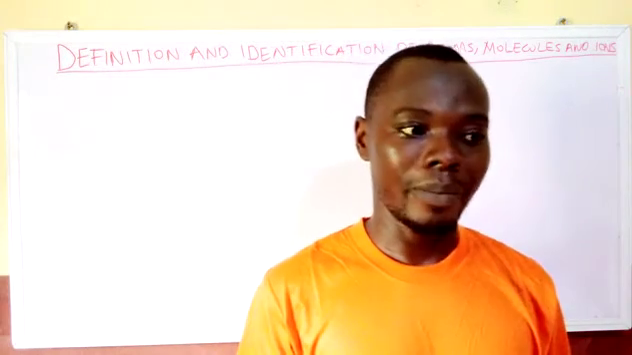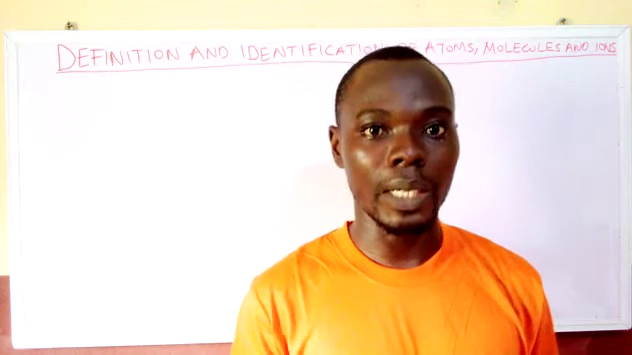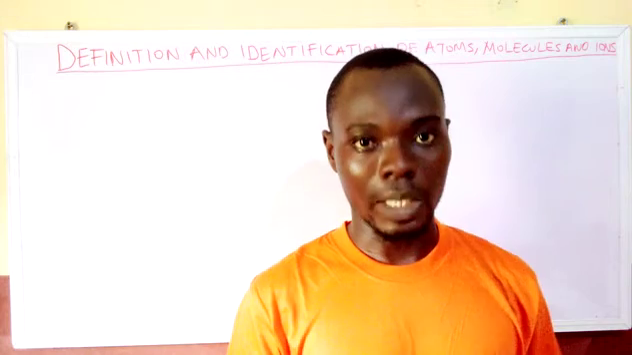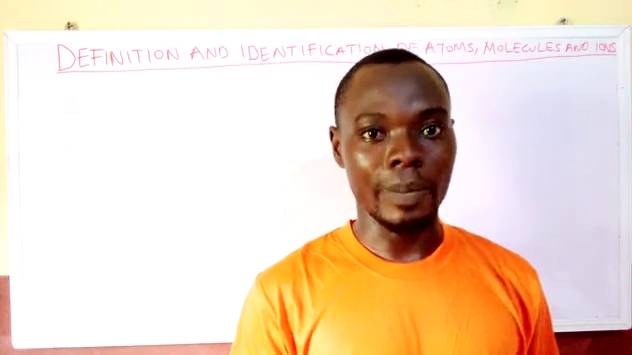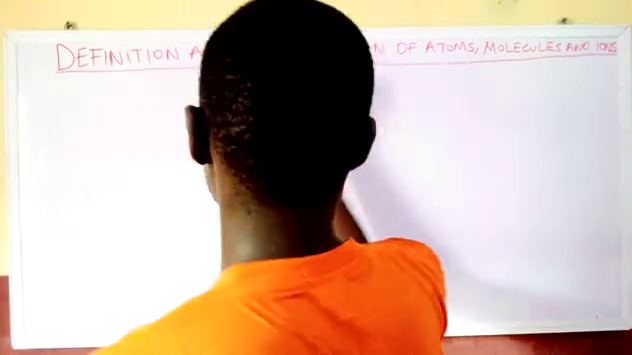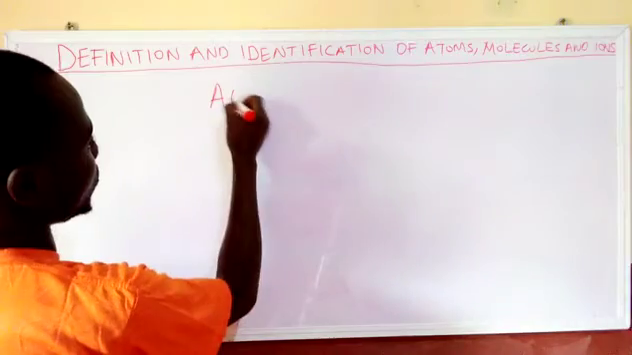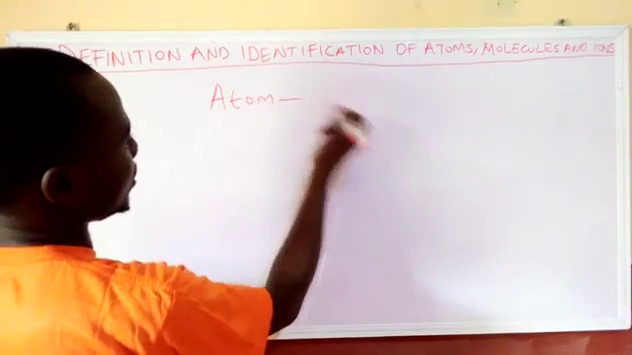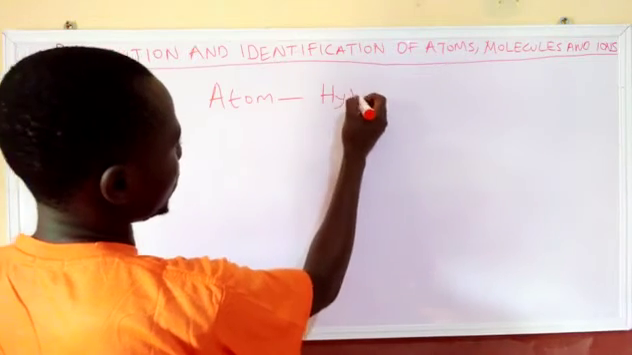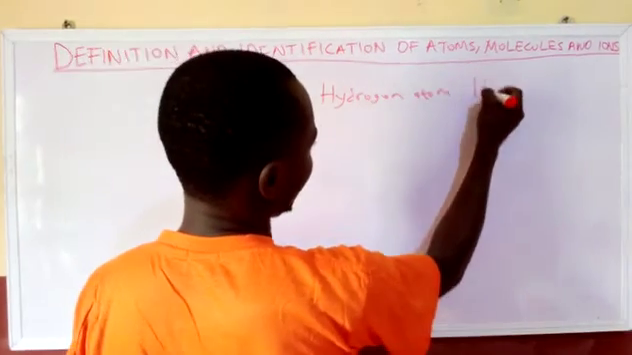So now, let me quickly show you what an atom is. When you're talking about an atom, you're talking of the smallest part of an element that can take part in a chemical reaction. For example, we have several elements. Now look here. This is an atom. This is a hydrogen atom, denoted by H.